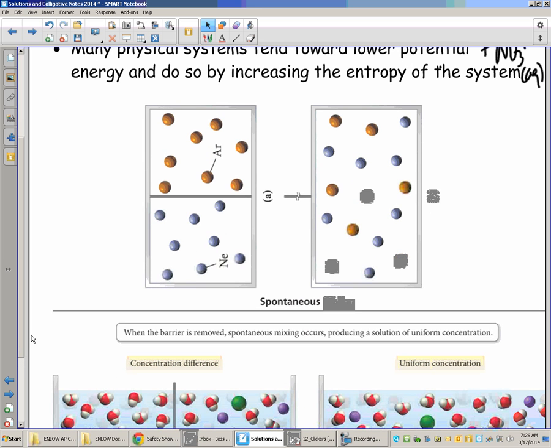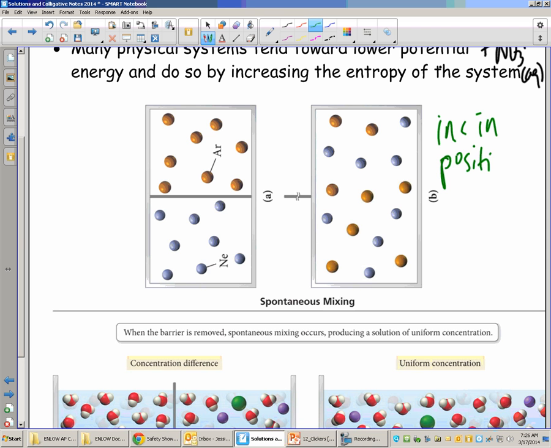So neon and argon separate, they have their own special sets of entropy. Once you mix them together, this is a spontaneous mixing because there's an increase in positional entropy. It's just positional disorder. Positional entropy is a good thing to say whenever you're talking about this.